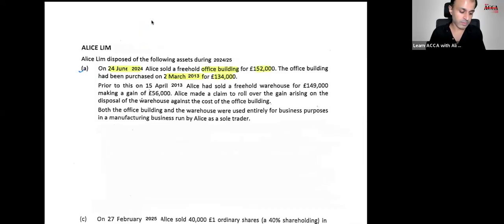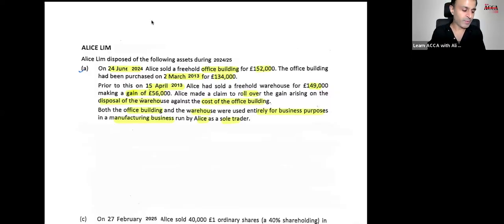Prior to this, Alice had sold a freehold warehouse for 149,000, making a gain of 56,000. Alice made a claim to roll over the gain arising on the disposal of the warehouse against the cost of the office building. Both the office building and the warehouse were entirely used for the purpose of the manufacturing business run by Alice as a sole trader.